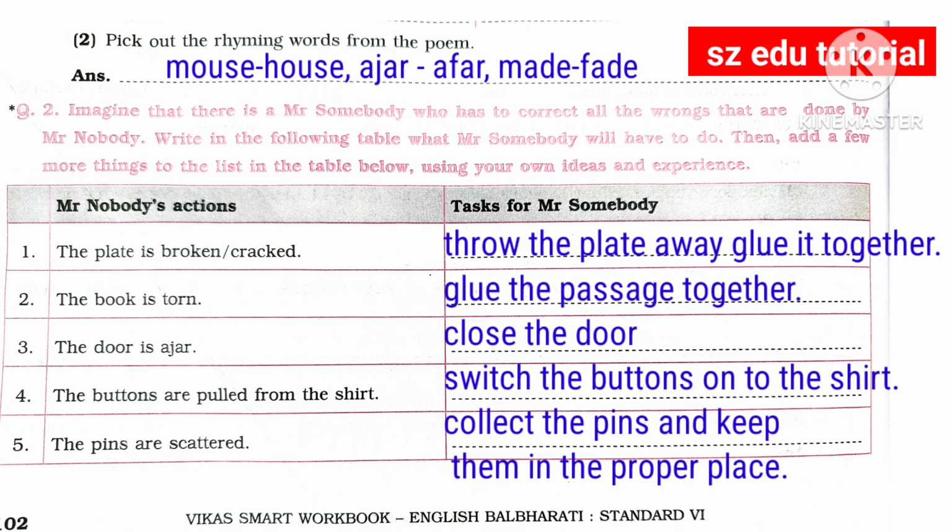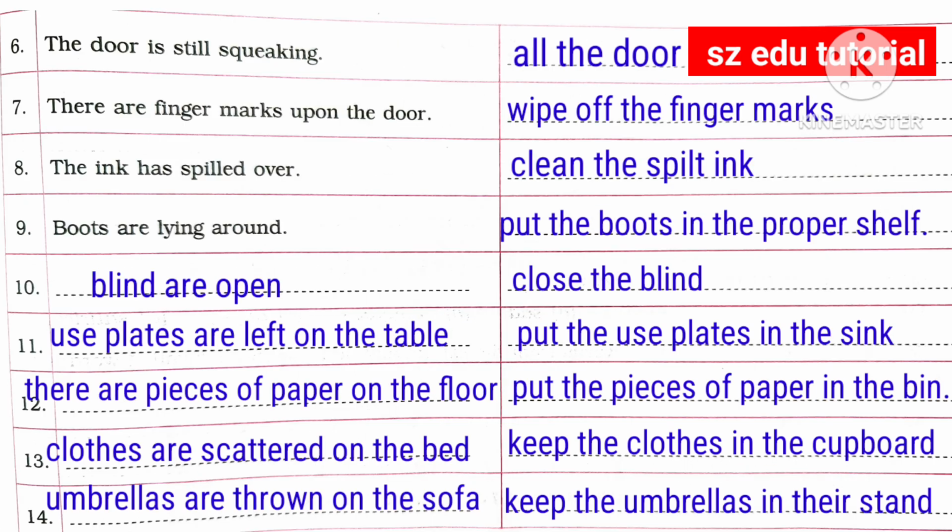Next question number 2. Pick out the rhyming words from the poem. Mouse, house; ajar, afar; maid, fed. Next one, question number 2. Imagine that there is a Mr. Somebody and Nobody. If you are satisfied with my answer, you can stop and complete your workbook.